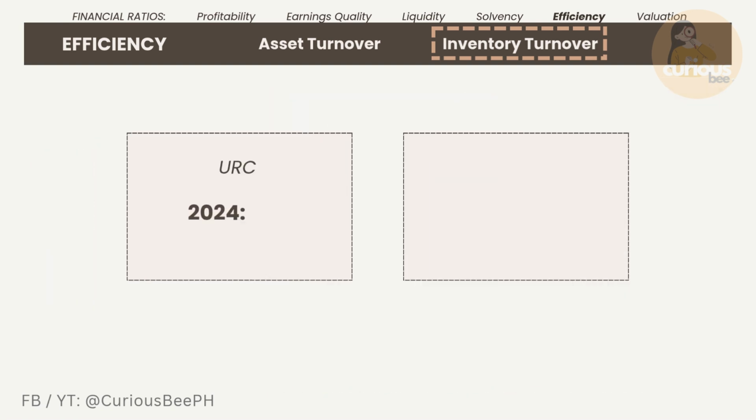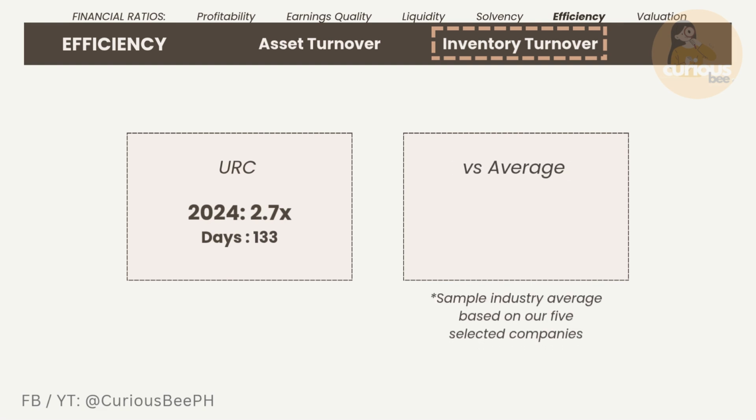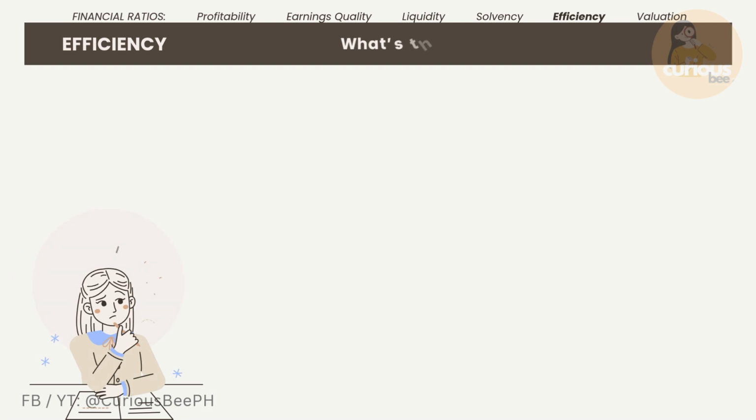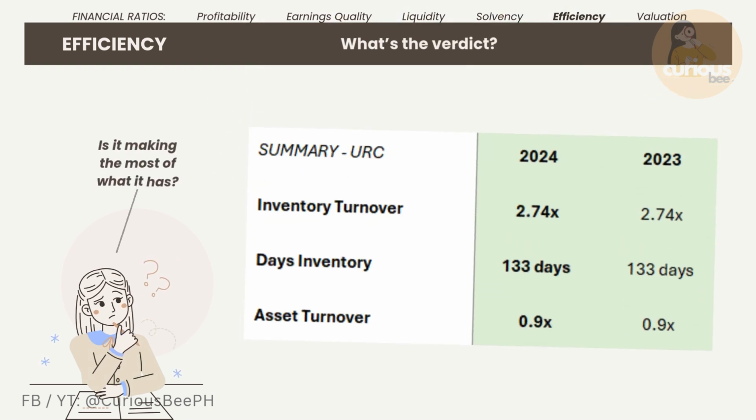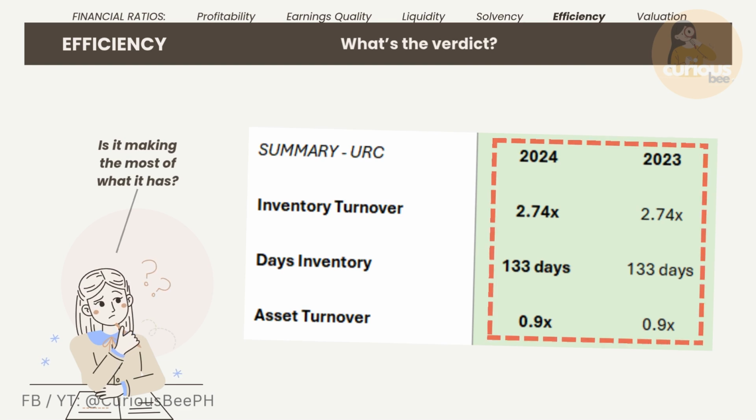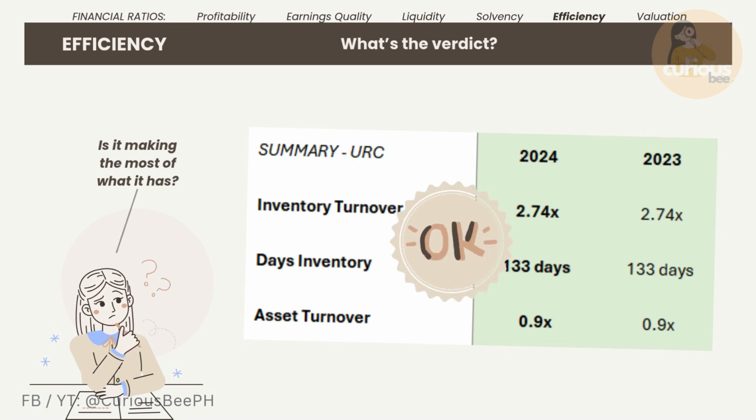But what if we compare it to our sample industry average? The average turnover is 4.7 times and inventory days is 88. This means our sample company's 2.7 inventory turnover and 133 days in inventory is quite slow compared to the industry average. So what's our judgment for our sample company's efficiency? If we analyze the company on its own and compare it to the previous year, the company has neither improved nor declined. They were able to maintain the same level of efficiency.